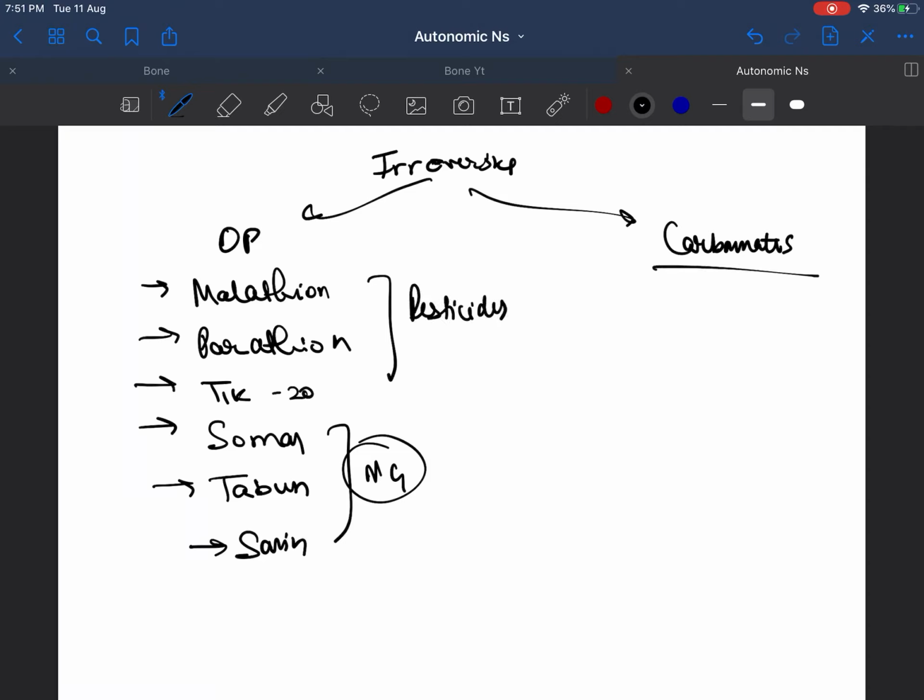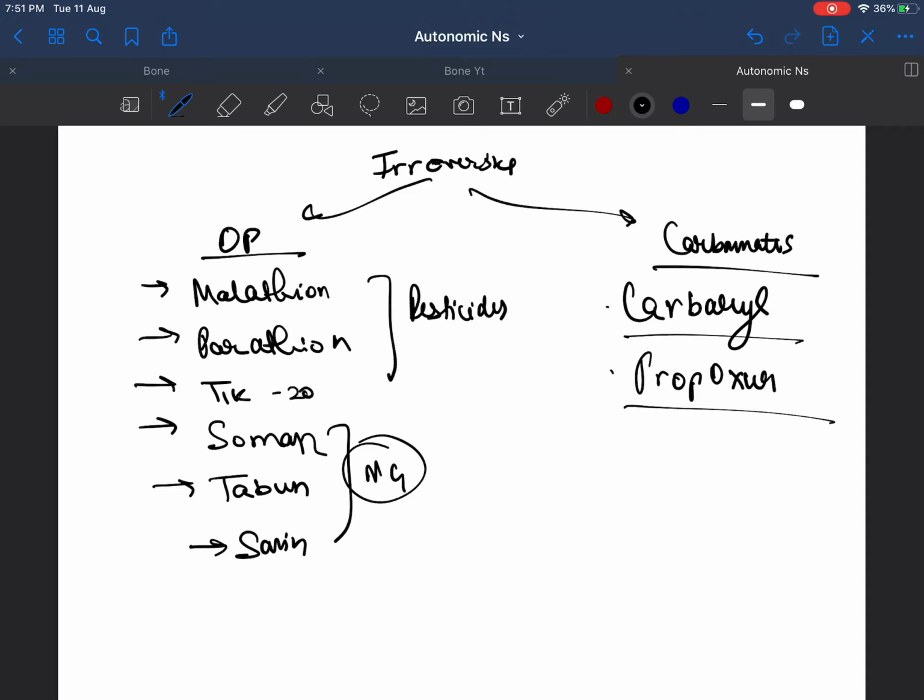And regarding the carbamates, I have remembered only two: carbaryl and propoxur. So malathion, parathion, and TEPP, Soman, Tabun and Sarin, and carbaryl and propoxur are your irreversible inhibitors.